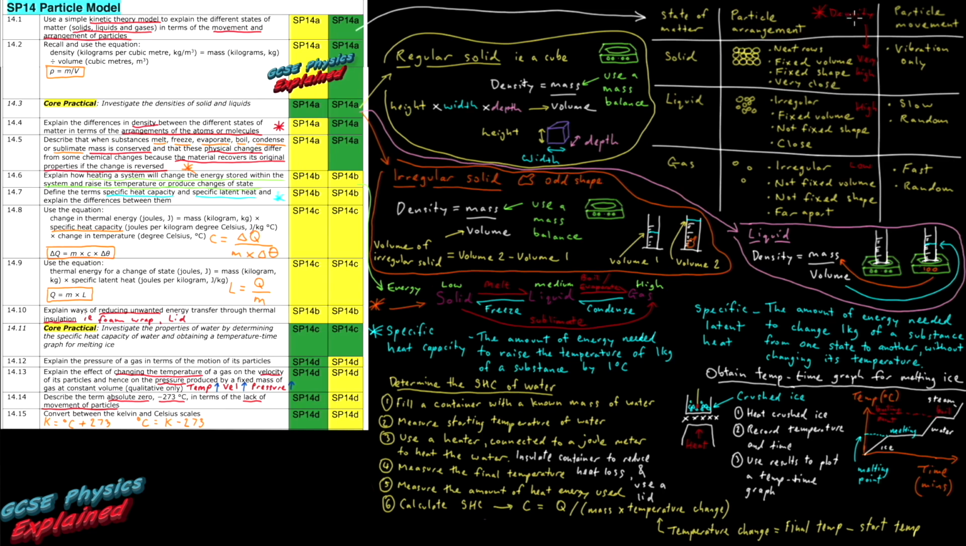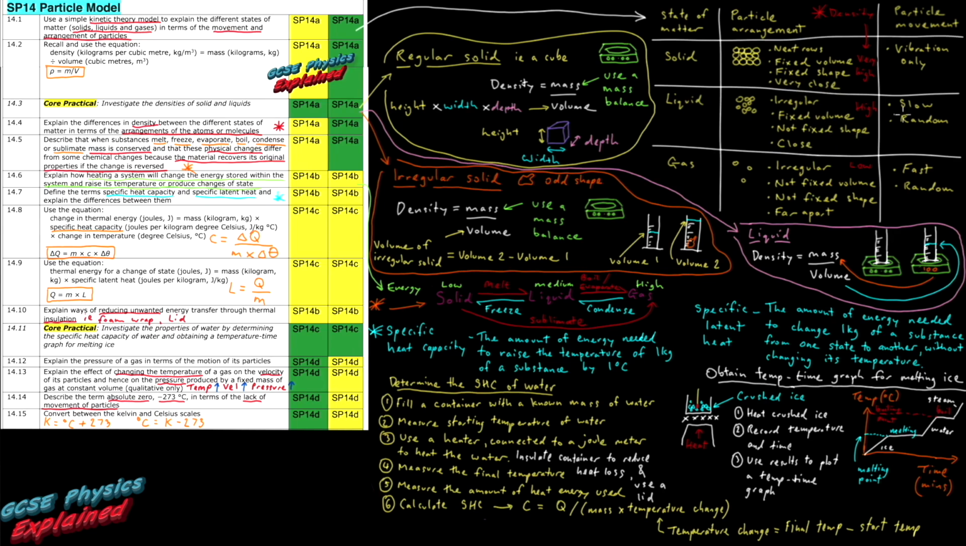As a result, the density will be very high. And how do the particles move? Well, by vibration only, because they're bonded together. The particles in a liquid are irregular, which means they're all over the place. They've still got a fixed volume, but they don't have a fixed shape. They'll fill the shape of the container. And the particles are close together as opposed to very close in the solids.